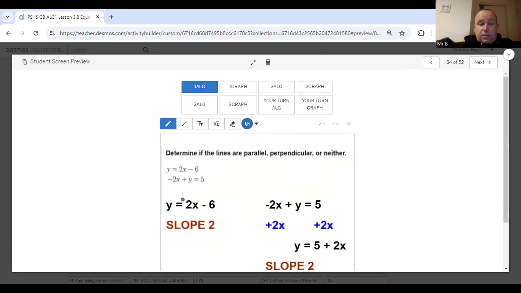Sometimes, like this one's fine. You can see the slope immediately. It's a slope of 2. But we have to be aware they might not give it to us in slope intercept form, and then we've got to make it in slope intercept form. Once it says y equals, then I can figure out the slope.